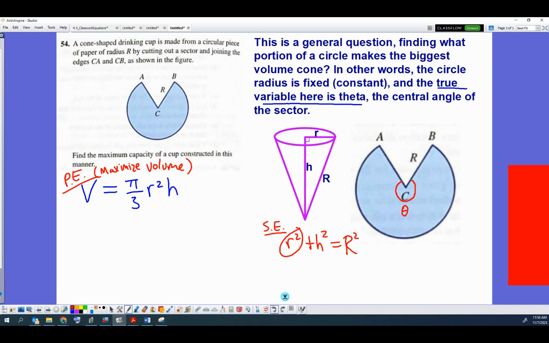So instead of that, this problem gets a lot easier if I say little r squared equals big R squared, remember, that's a constant, minus h squared. And I can just plug that in now for the little r squared. I'll keep the red, I guess. So V is equal to pi over 3 times big R squared minus h squared times h.